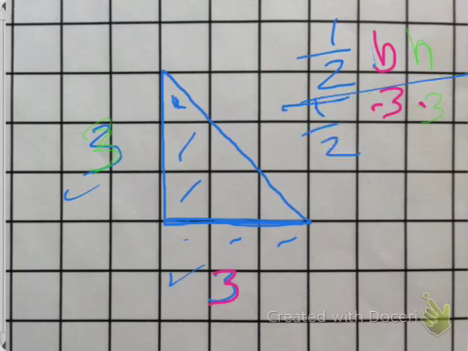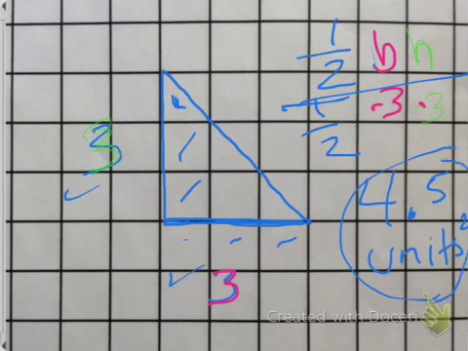Okay? So you can do mental math and figure out that 3 times 3 is 9, and then half of 9 is 4.5. So it's 4.5 units squared. Okay? And we can check to see if that is correct by actually going in and counting the actual units. We could do that to make sure that our math is correct.